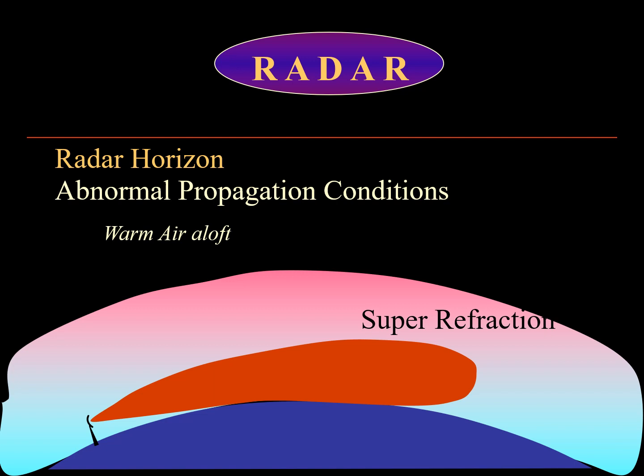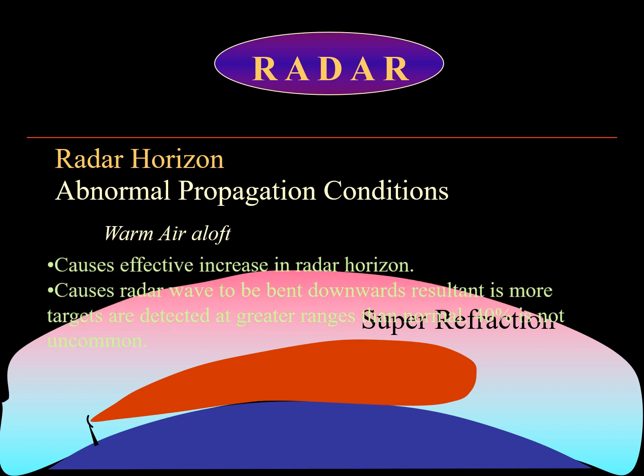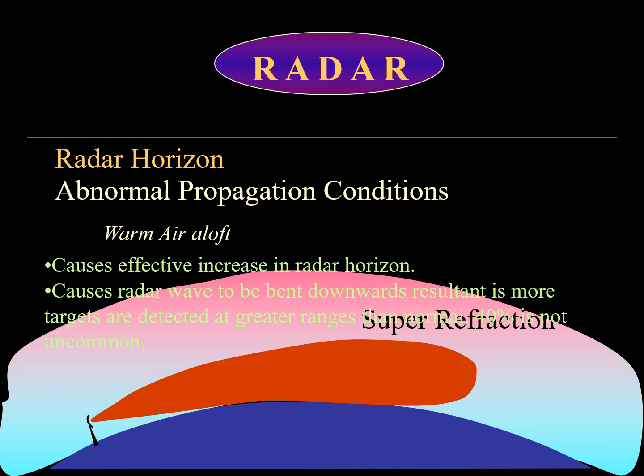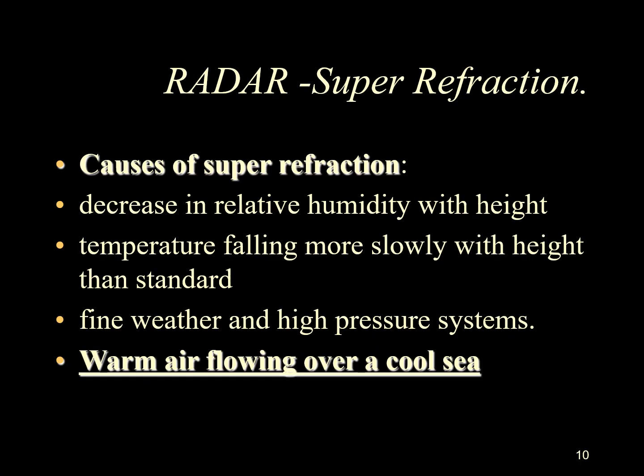Now, super-refraction causes an effective increase in the radar horizon. The radar beam is bent downwards more and targets are detected at ranges greater than normal. A 40% increase in target detection is not uncommon. Atmospheric conditions normally associated with super-refraction include a decrease in relative humidity with height, temperature falling more slowly with height than standard, as well as fine settled weather and high pressure systems, and warm air flowing over a cooler sea.